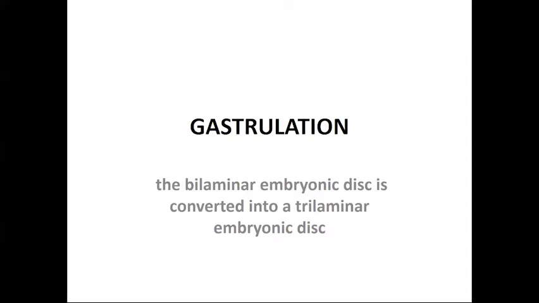First process is gastrulation. Gastrulation is the bilaminar embryonic disc. That is what we said, that is the epiblast and the hypoblast, that is the inner cell mass. This was bilaminar. This is now going to convert into a trilaminar embryonic disc. This conversion of the bilaminar disc into a trilaminar disc is what we call gastrulation. Now, how does that occur?